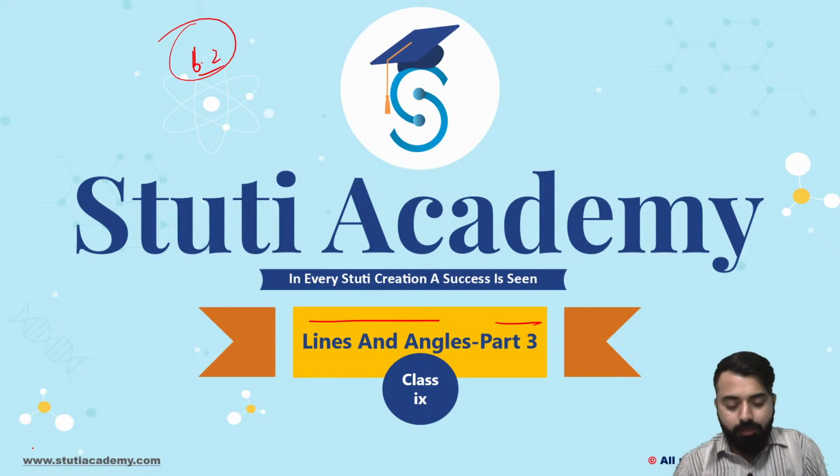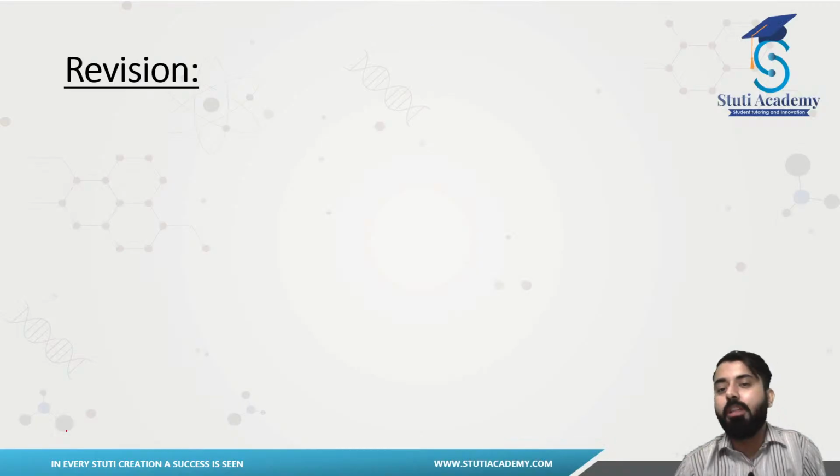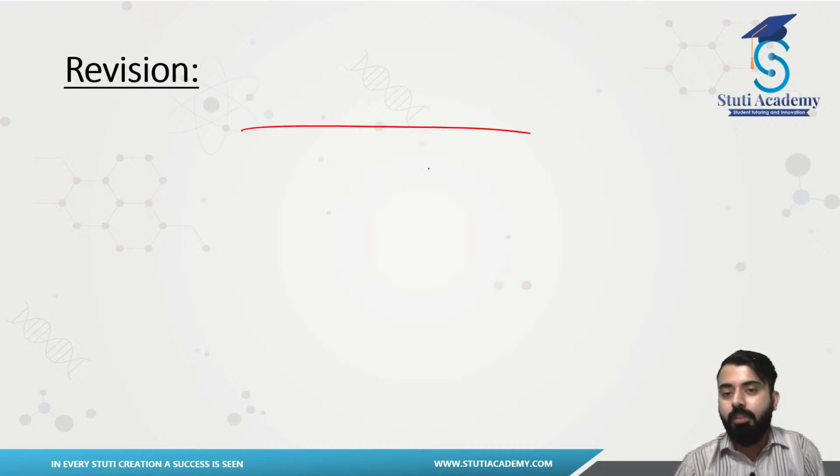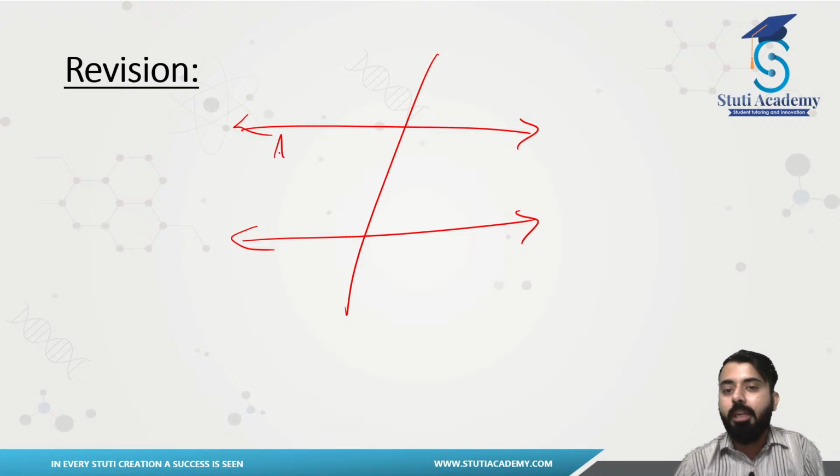So let's start with this video and revise what we have learned up till now. Till our previous session, we had learned everything that this chapter has to offer. Now I'm going to pick up with the parallel lines. So we had parallel lines, right? Let's say these were the two lines AB and this was CD, right? There was a transversal. Let's say this one was T.